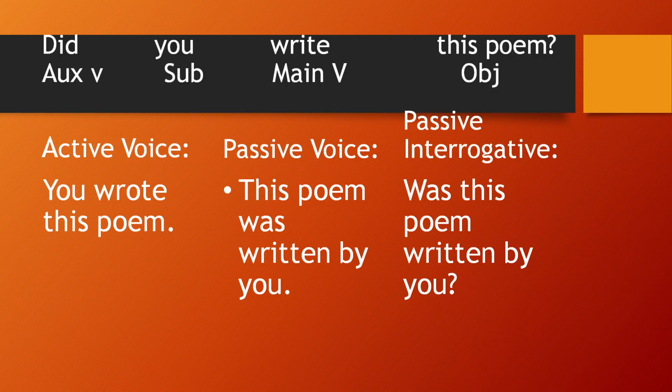So the passive interrogative sentence here is formed by following the rule of subject-verb inversion. That is, interchanging the position of the passive subject and the auxiliary verb. And the same rule is followed for changing the active sentence into an interrogative sentence.